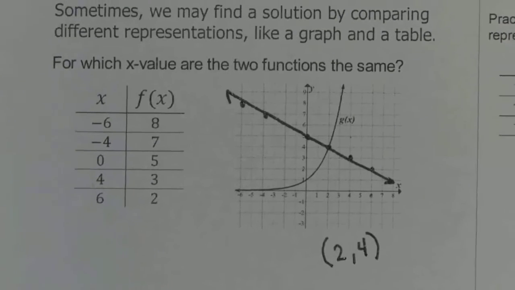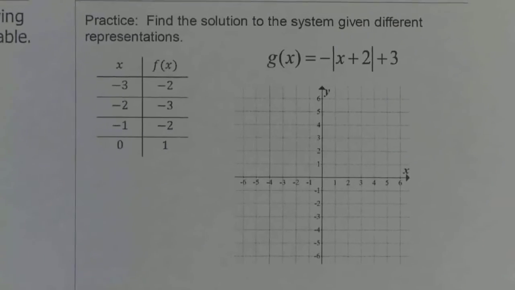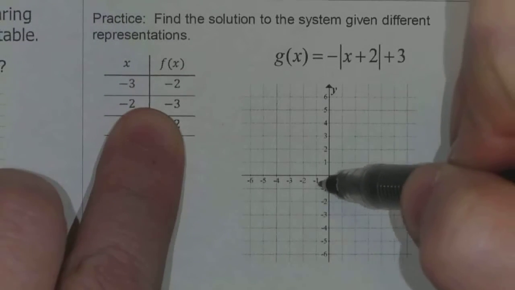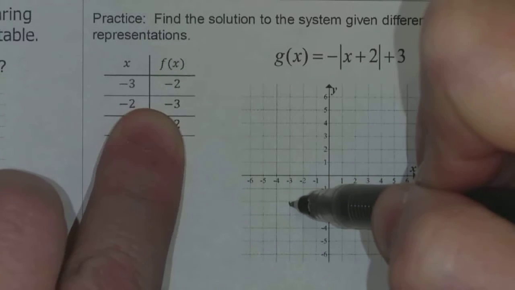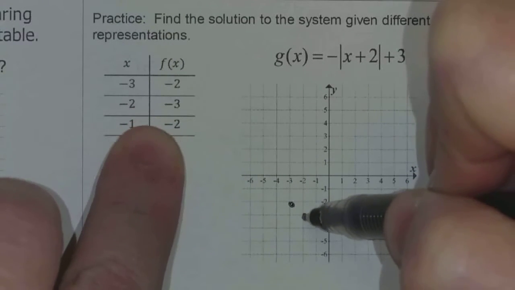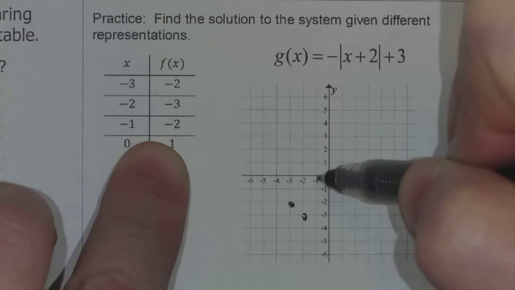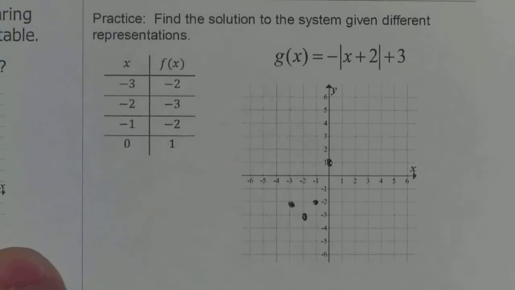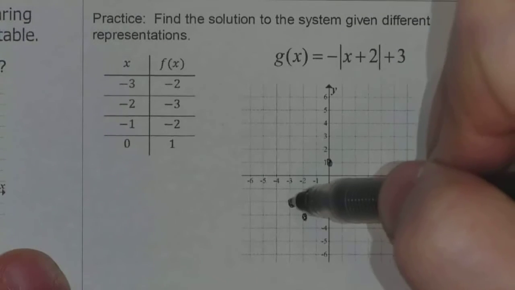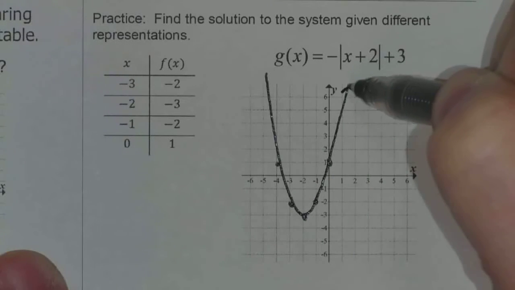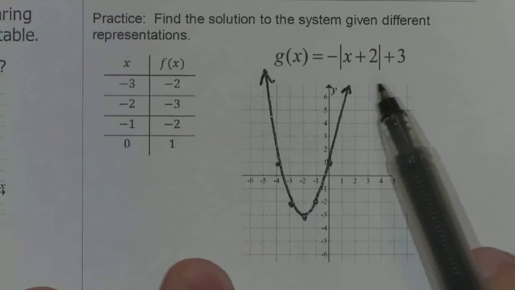One last example doing that same exact thing. This time we have to graph both of them. So let's do -3, -2, -2, -3, -1, -2, and 0, 1. I can actually tell that this is going to be a parabola. I'm just going to add that extra point over there and graph it just like this. And then I'm going to graph this.